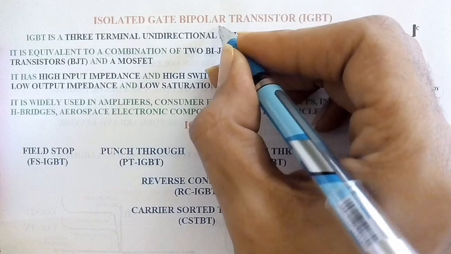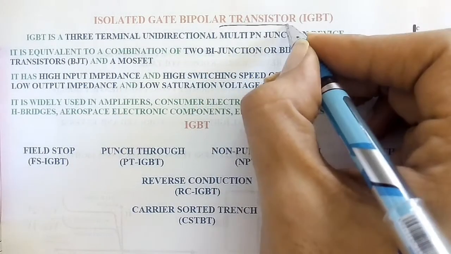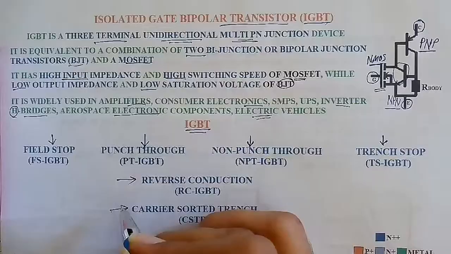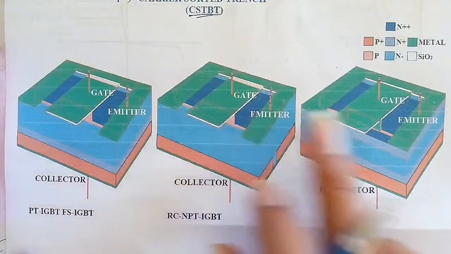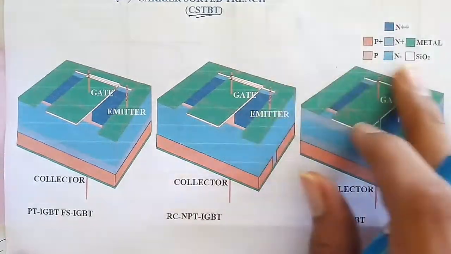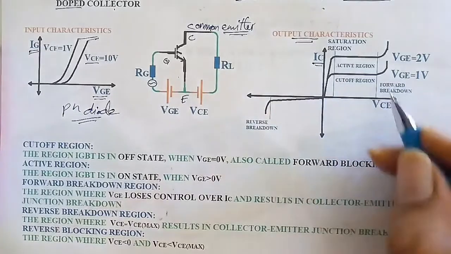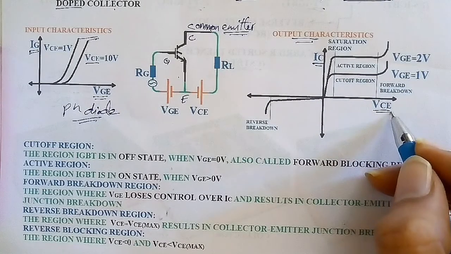Welcome to my channel. In this video, we will learn about the insulated gate bipolar transistor, applications of IGBT, classification of IGBT, construction of types of IGBT, properties of basic types of IGBT, and input and output characteristics of IGBT. So let's get started.